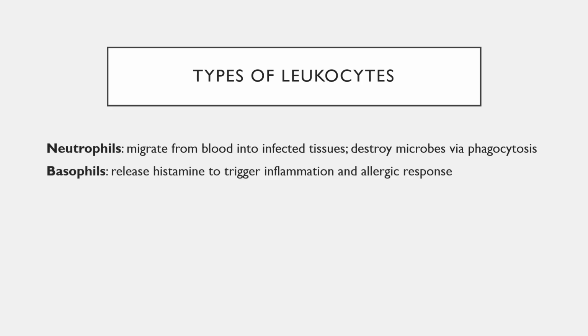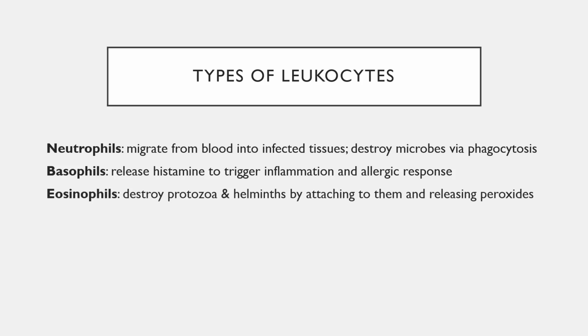Basophils are another type of leukocyte, but their role is different. What they do is they release a compound called histamine, which triggers inflammation and allergic response. Histamine, as you may recognize, is the root word of the drug antihistamine. When you take antihistamines, it's typically in response to an allergy. And so therefore, it makes sense to us that histamines are the class of compounds that generate those allergic responses.